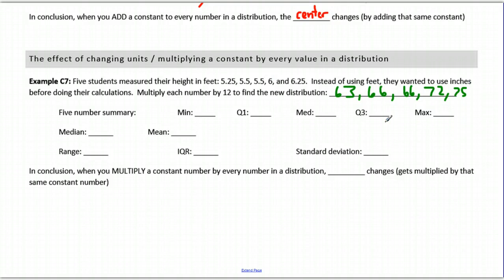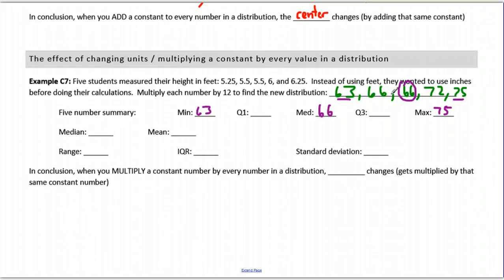Doing our 5 number summary, we're getting quick with that. We take our middle value, 66. That's our median. Our low value is our min, 63, and our high is 75. Now, remember, the reason I can just pick the middle, the left, and the right is because they are in order. If they are not in order, you cannot do that.